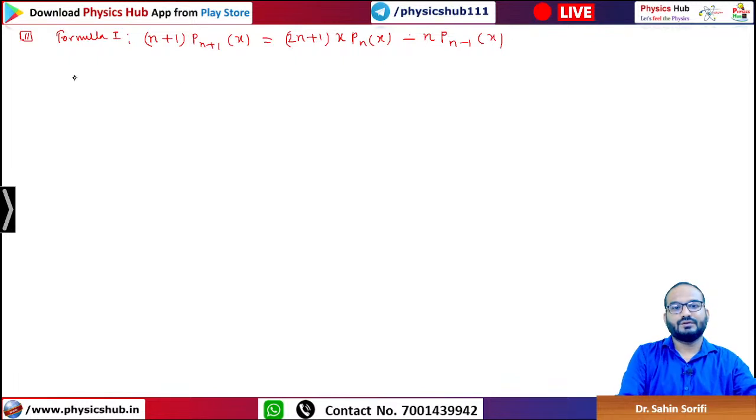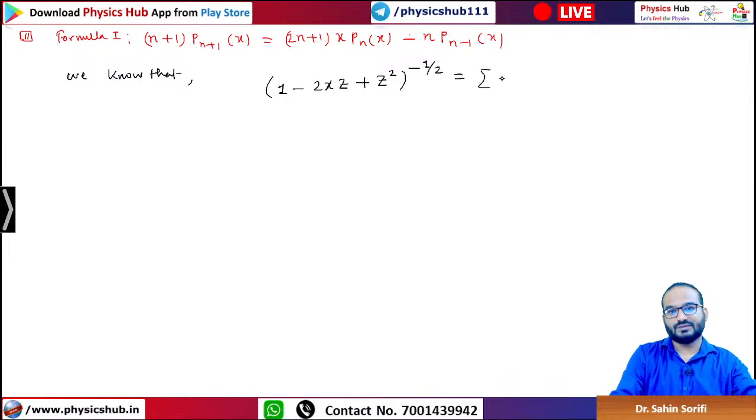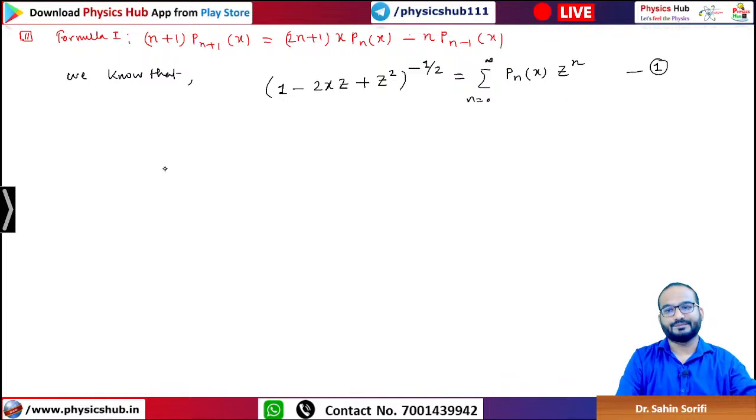So what you know from the generating function formula, 1 minus 2xt, so we can write 2xz also. t, z, these are variables, so you can choose any variable. (1 minus 2xz plus z squared) to the power minus half equals the sum over n equals 0 to infinity of P_n(x) z^n, whatever we had. This is equation number 1.